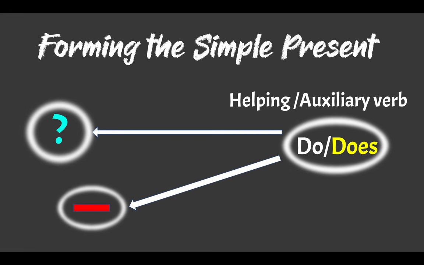We need, as you may know already, a helping verb, an auxiliary verb, to make questions and negative sentences. The auxiliary verb, or helping verb, in this case is do, and for the third person singular it is does. Does, again, is for he, she, and it only.